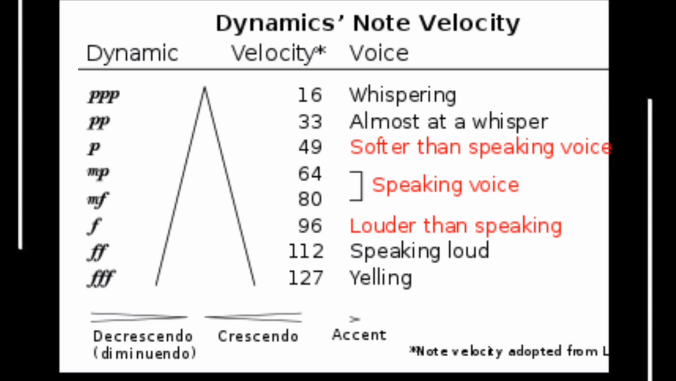For example, we have here pianissimo, and the abbreviation or the symbol for this one is double P, which means very soft or very quiet. For piano, we have P, which means soft. Mezzo piano, MP, means moderately soft or moderately quiet. Mezzo forte, MF, which means moderately loud. Forte or F, which means loud. And fortissimo, FF, meaning very loud.